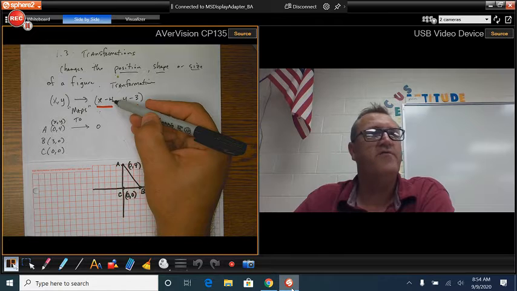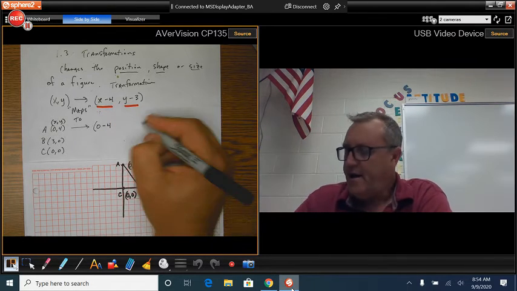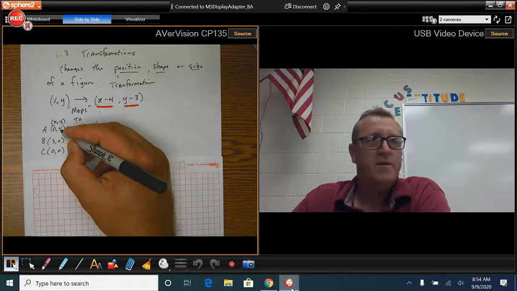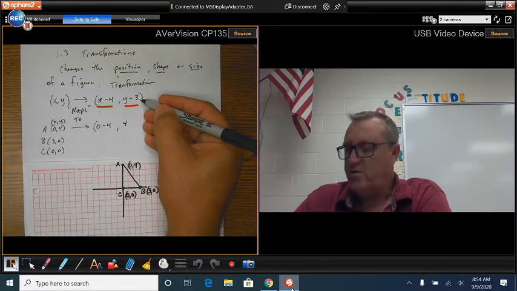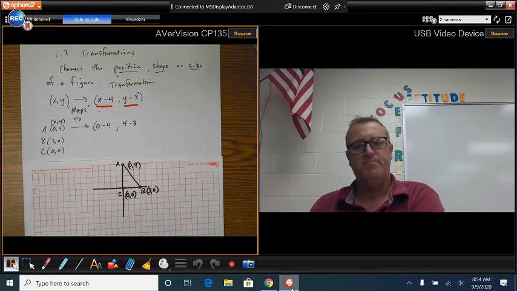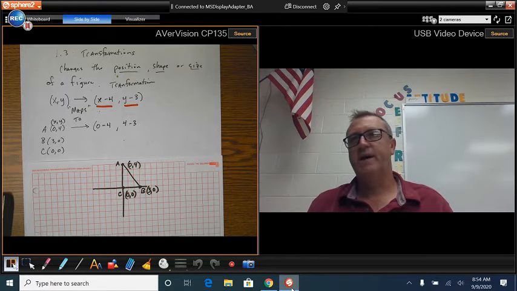We are subtracting 4. So we're going to go 0 minus 4. And on the y, that has a value of 4. So we're going to go 4, but we're going to apply the rule. We're going to go 4 minus 3. All right, let me pause there. All right, Riley. It says y minus 3, and then I put 4 minus 3. What did I do?